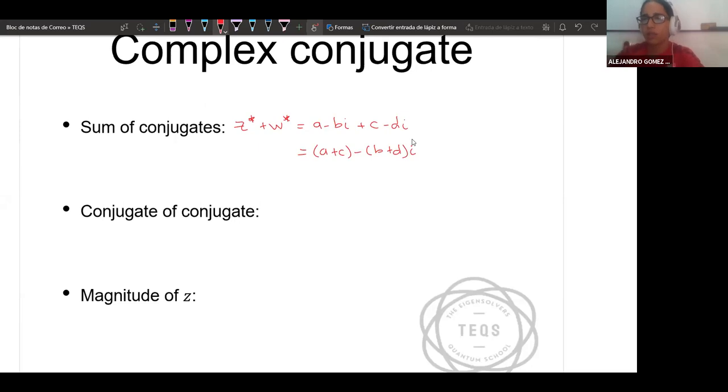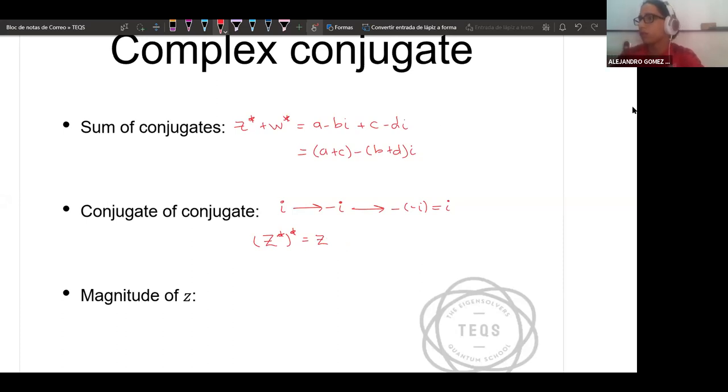Now, the conjugate of the conjugate. Recall that the conjugate makes this operation, turns i into minus i, but if we conjugate again, we get minus minus i, so it remains the same. So the conjugate of the conjugate of a complex number gives the same initial number.